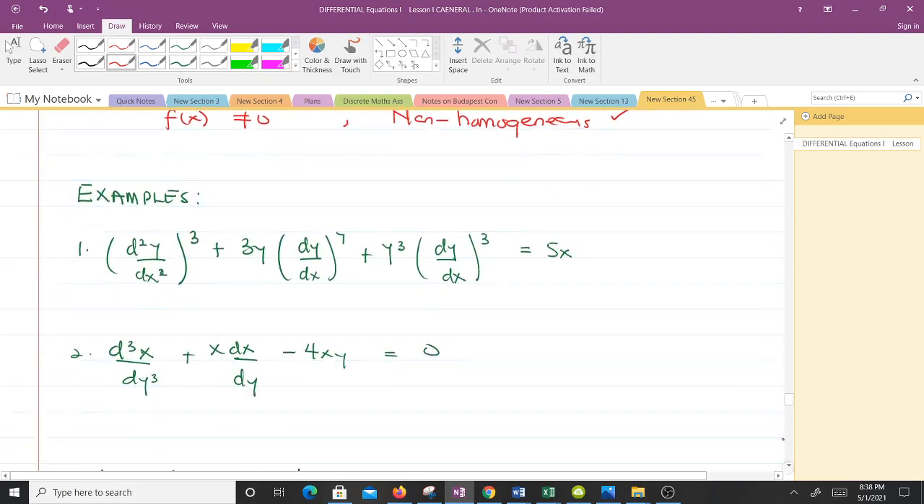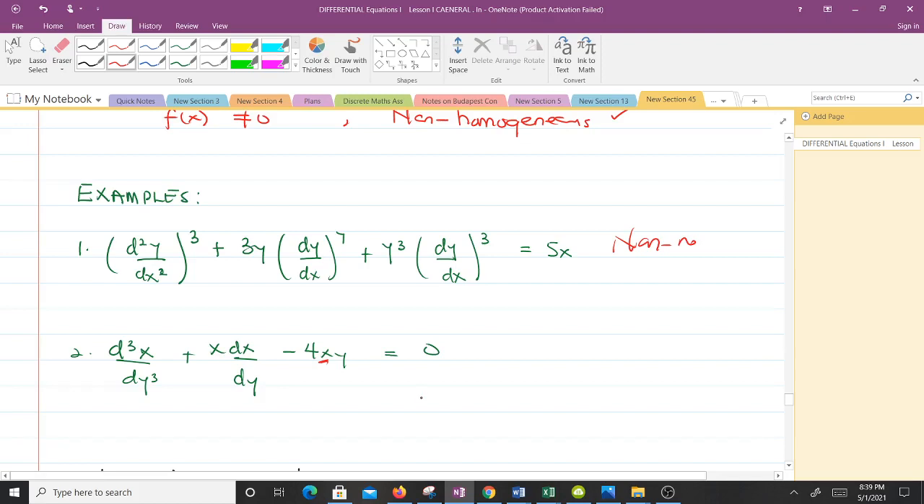Okay, so let's take an example. You can see that here we have all our derivatives. On the right-hand side, we have something there, 5x. So it makes this non-homogeneous. So the first one is non-homogeneous. Then the second one is homogeneous because we have all the derivatives and the y here, and the x here, because x is the independent variable, but the right-hand side is 0. So it makes it a homogeneous differential equation.